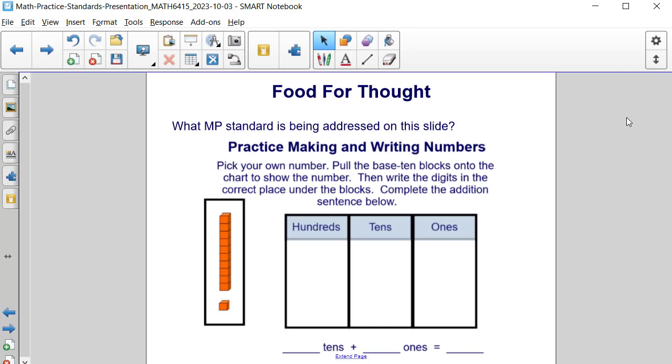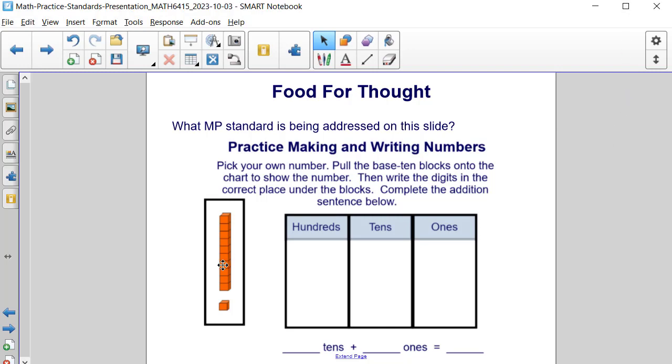We will end with some food for thought. What mathematical practice standard or standards is or are being addressed on this slide? It is practice for making and writing of numbers. Pick your own number. Pull the base 10 blocks onto the chart to show the number. Then write the digits in the correct place under the blocks. Finally, complete the addition sentence that appears below. Take a moment to pause this video and think about it, and when you're done, unpause it.